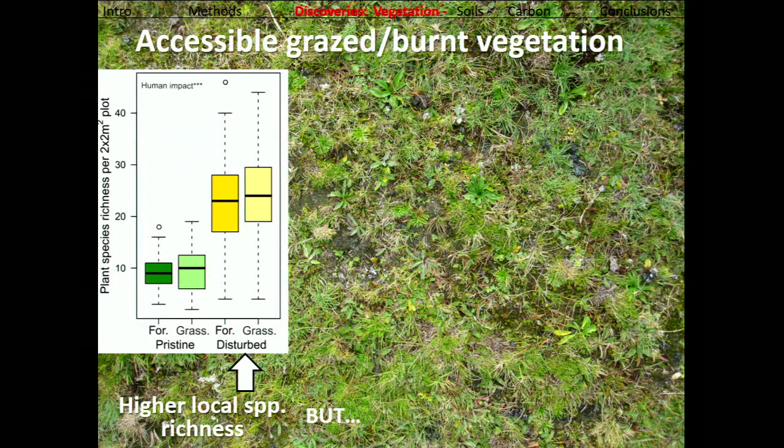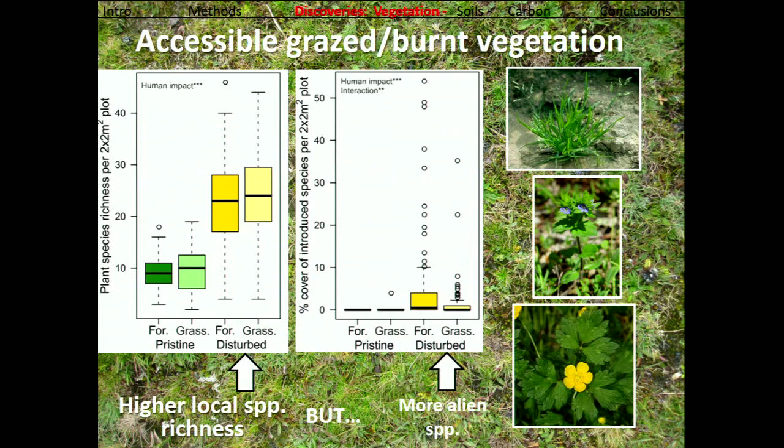Now, so I've just told you all about the pristine vegetation. What about the disturbed vegetation? And what you find is that, looking here, you find that there's a lot more higher local species richness. And that is because this disturbance, this grazing and burning, effectively opens up loads of niches so that many, many different species can become established, and no single dominant species can take over.